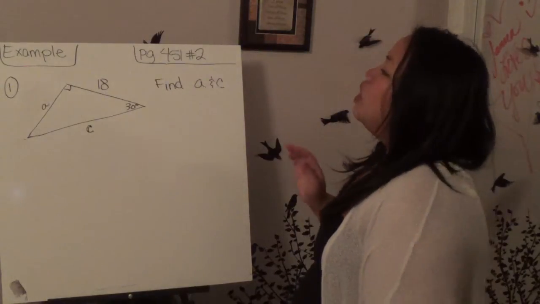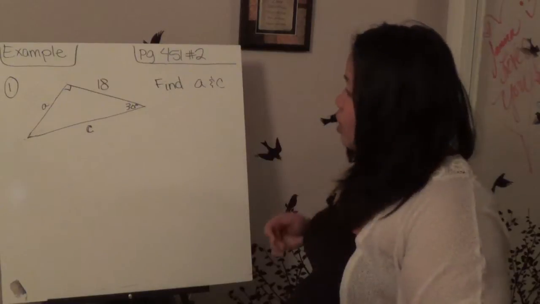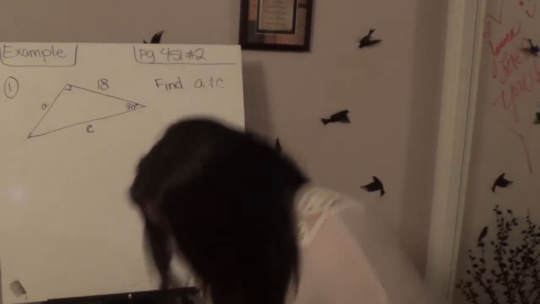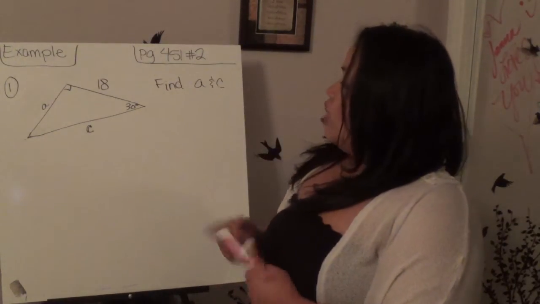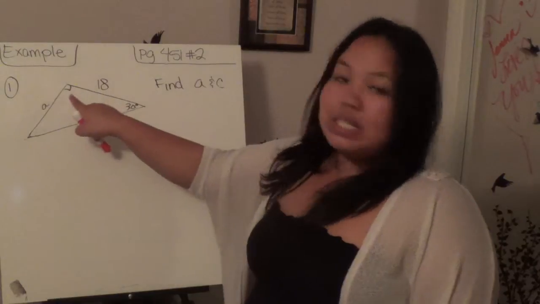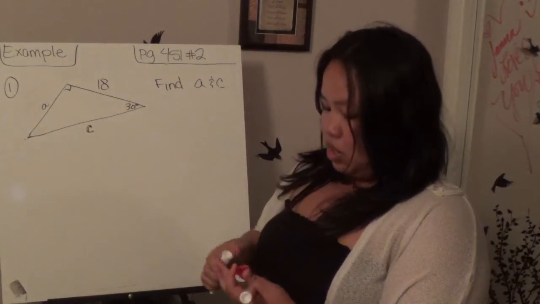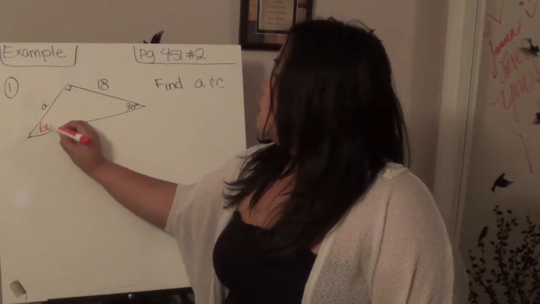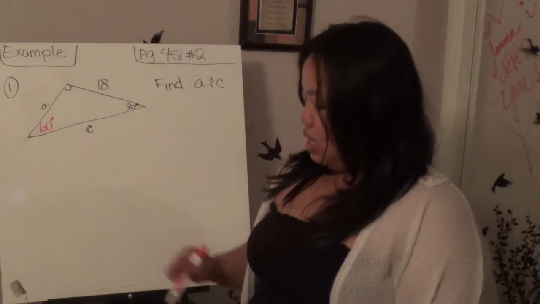Okay, so this one is example 1, and basically they give me that this is 30, but they don't tell me what this is. Well, I can find out by doing 180 minus 90, which is 90, minus 30, so 90 minus 30 is 60. So this is 60 degrees. Okay, so this is a 30, 60, 90.